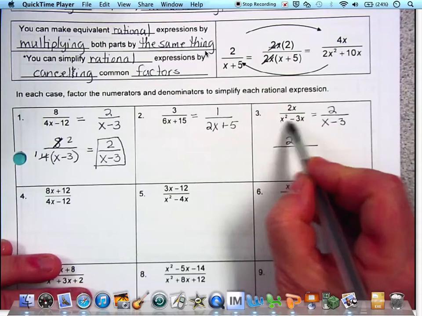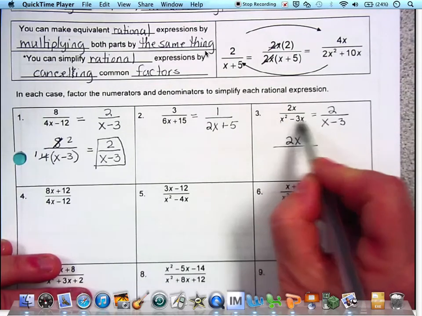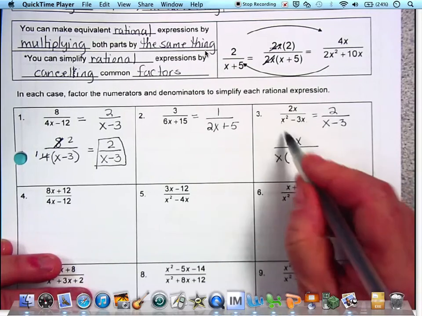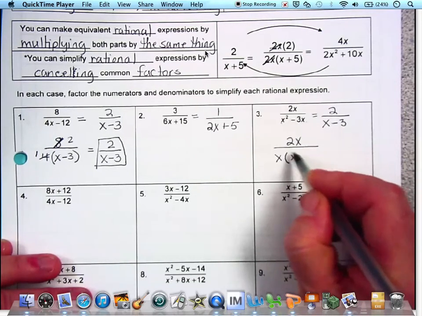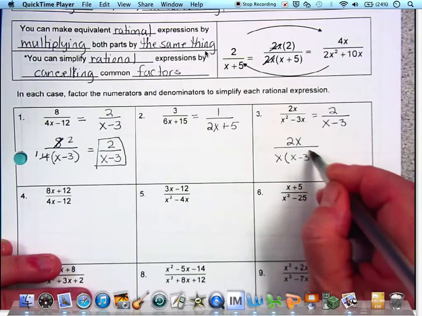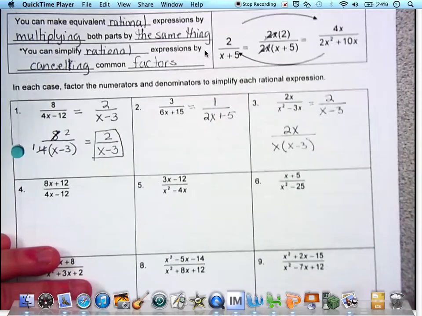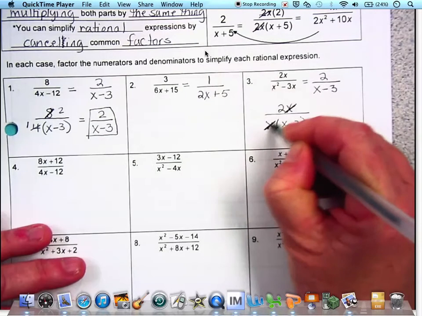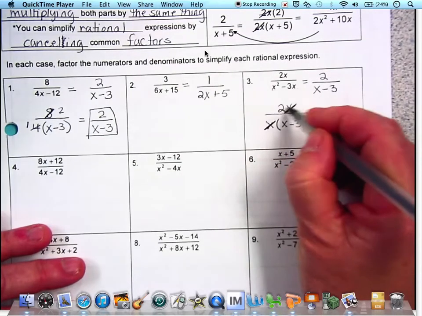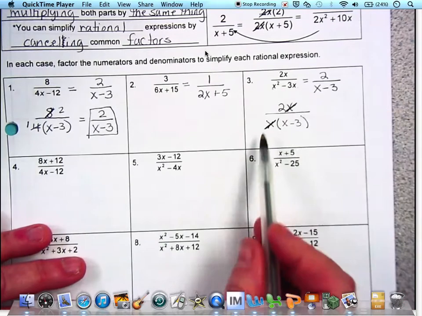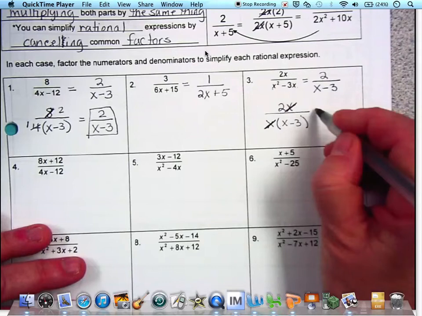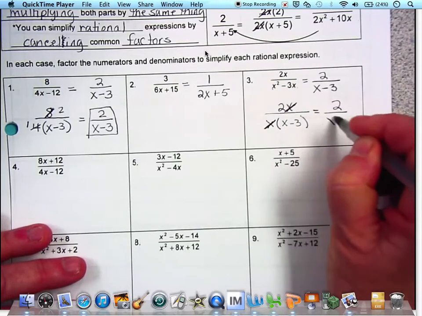Okay, then what factors out of the bottom? What's in common to both of these down here? An x. Okay, so x times what would give you x squared? X. And x times, okay. All right, then what can cancel? The x and the x can cancel because the x is multiplying the 2. It's not married to the 2. And this x is multiplying the x minus 3. It's not married to it. Cheaters. So 2 over x minus 3.